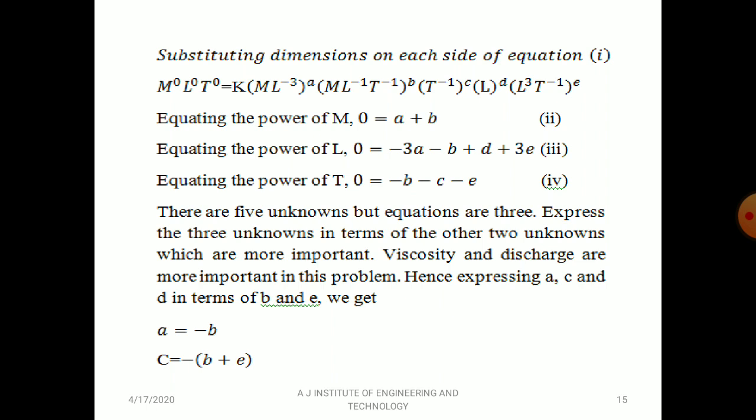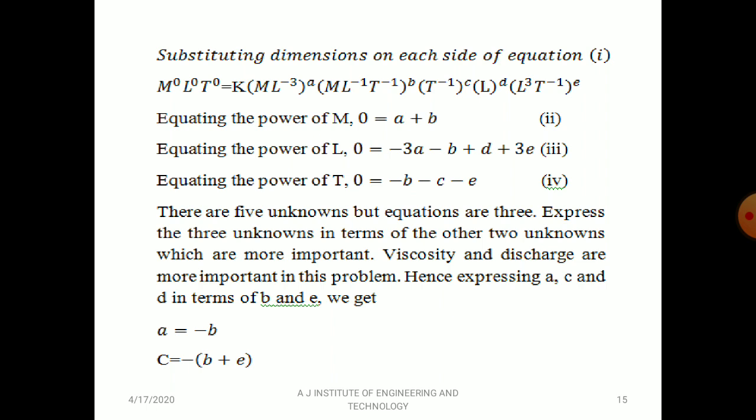So B and E are actually the powers of viscosity and discharge. Otherwise, I'll tell you the important method here. You need not worry about which parameter is important. So you can see equations second, third and fourth. What is the common term in all 3 expressions? B is the common term. So I express A in terms of B, that is A equal to minus B. And in equations third and fourth, we can see E is a common term. So I can express equation 3 and equation 4 in terms of E.